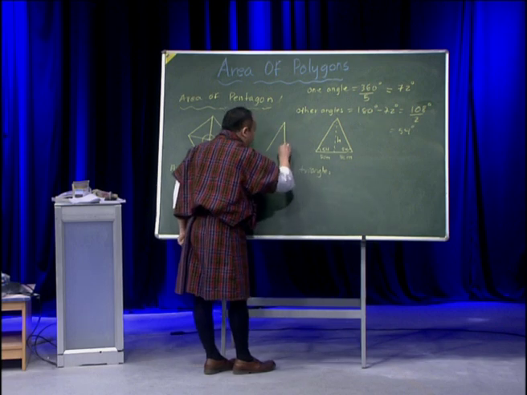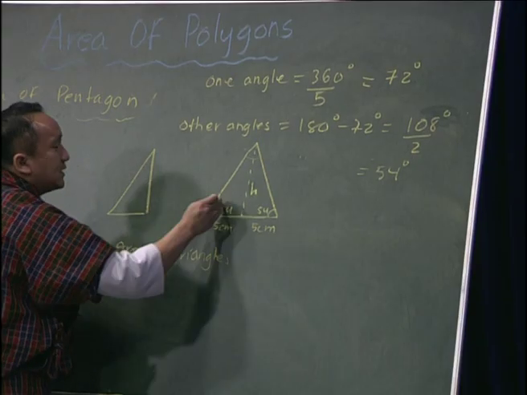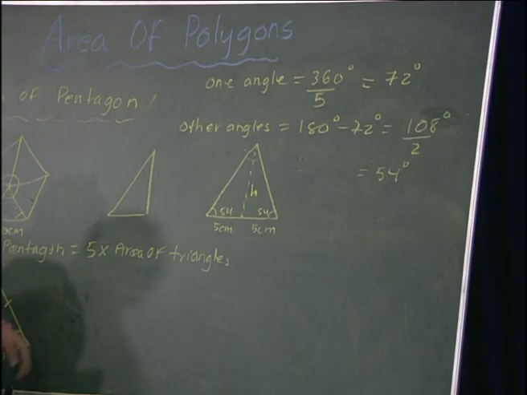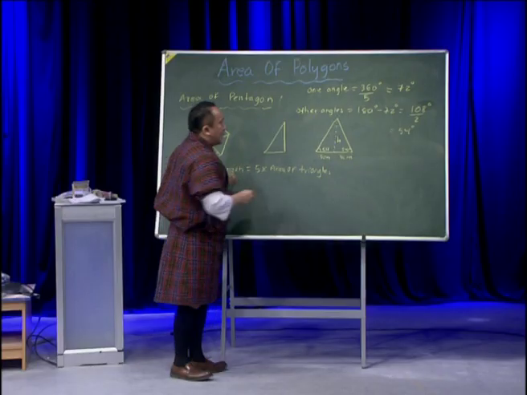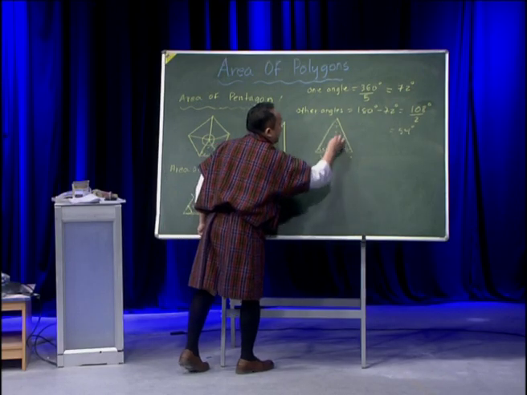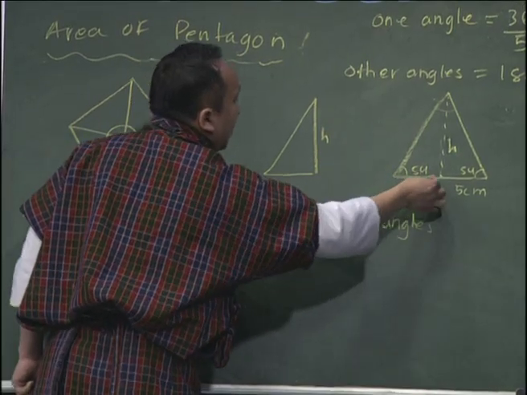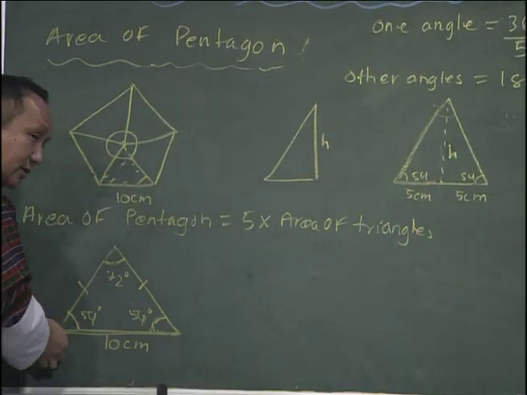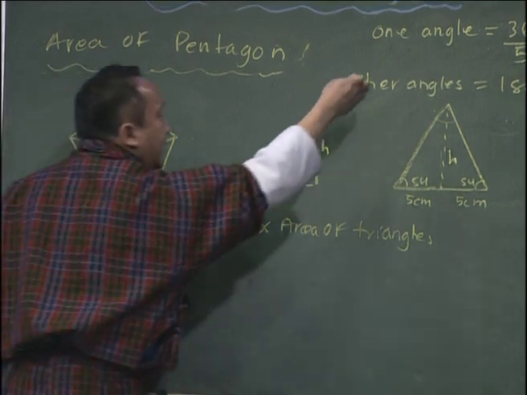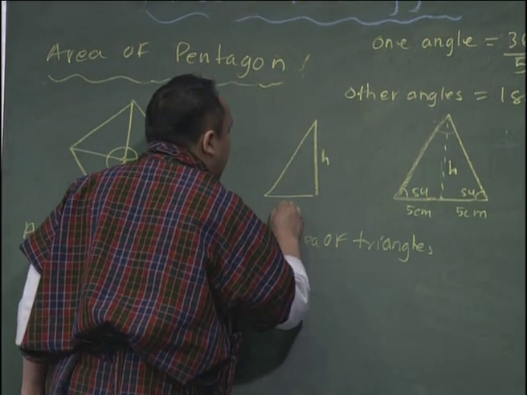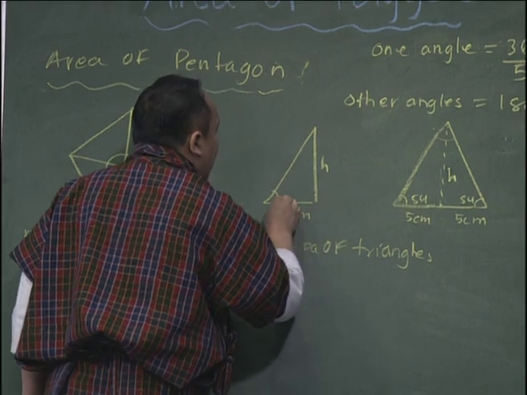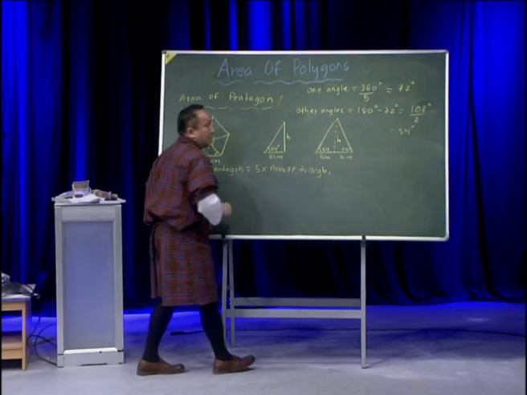Now I can see 2 right triangles. Let me take out one of the right triangles. So we know that this is the height. Now the side is 10 centimeter. I've divided it by the height into 2 halves, so now this becomes 5 centimeter. What is the angle? It is 54 degree.